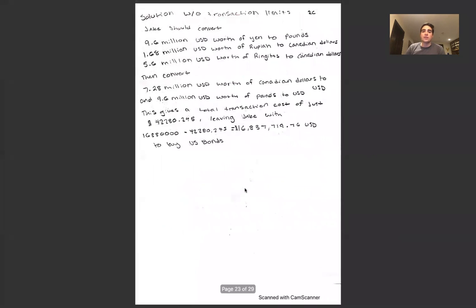Specifically, we are converting from yen to pounds, rupiah to Canadian dollars, and ringgits to Canadian dollars. And then we're converting out of Canadian dollars and out of pounds. The total transaction cost is only $42,000-ish, and it will leave Jake with $16,837,000 or so USD to buy bonds.